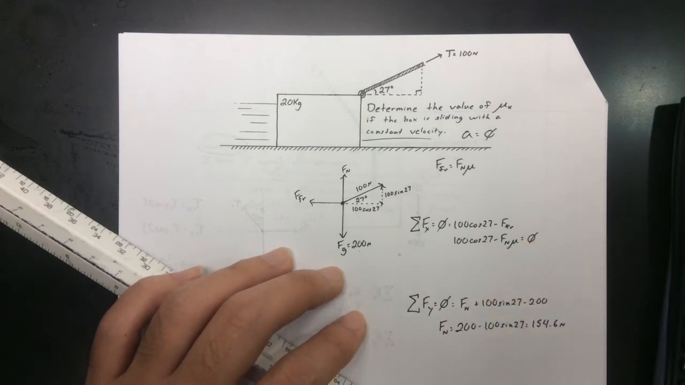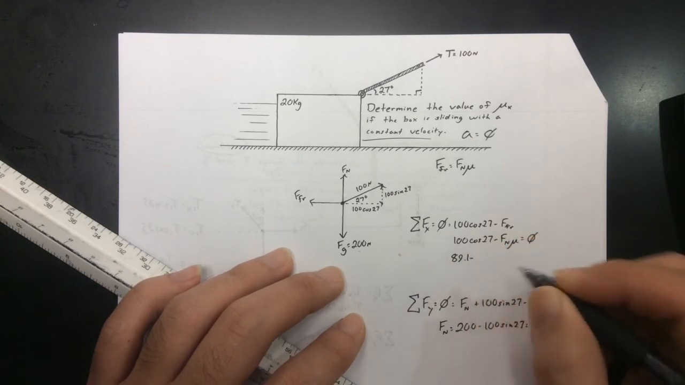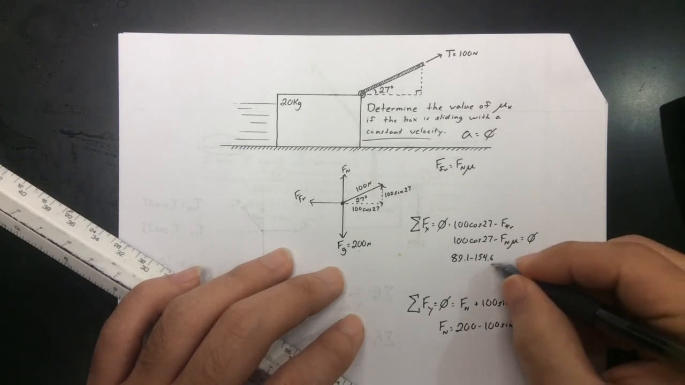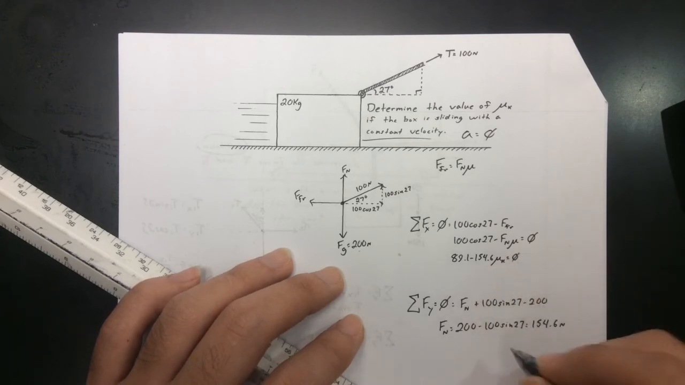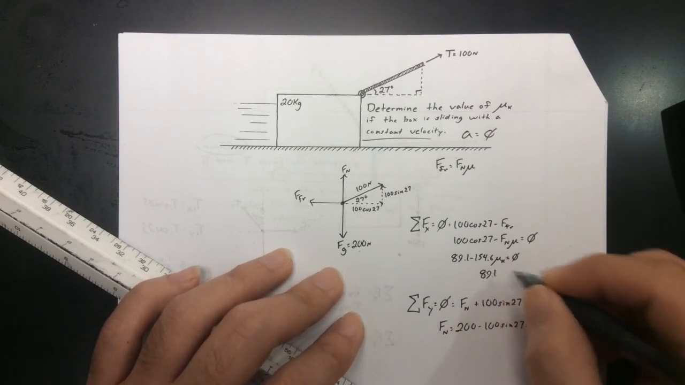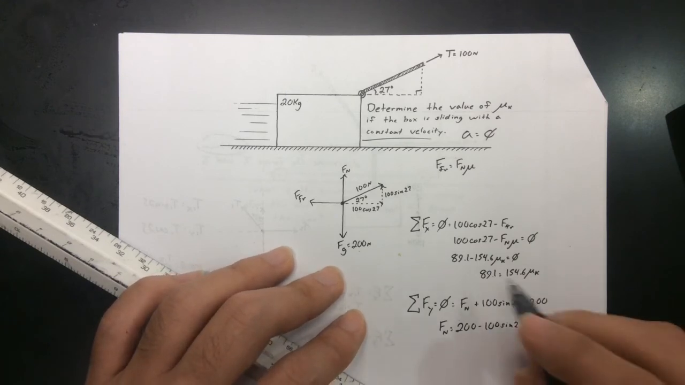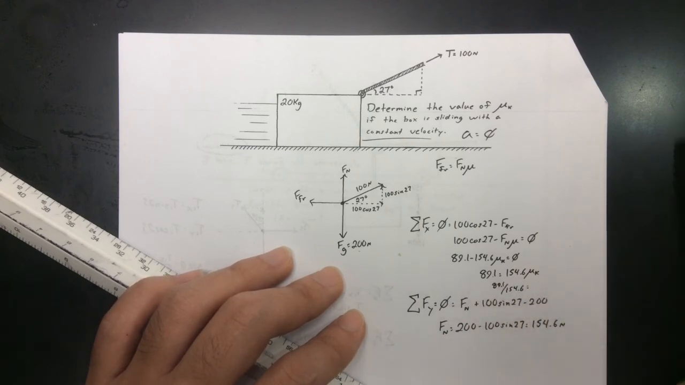And so let me just do 100 times the cosine of 27. And that's going to give me 89.1 minus the normal force, which is 154.6, multiplied by mu k, that's kinetic friction's coefficient, and that equals 0. And we can solve that. So 89.1 is equal to 154.6 times mu k. And the last thing to do would be to divide 89.1 by 154.6, and that'll give us a nice decimal for mu k.